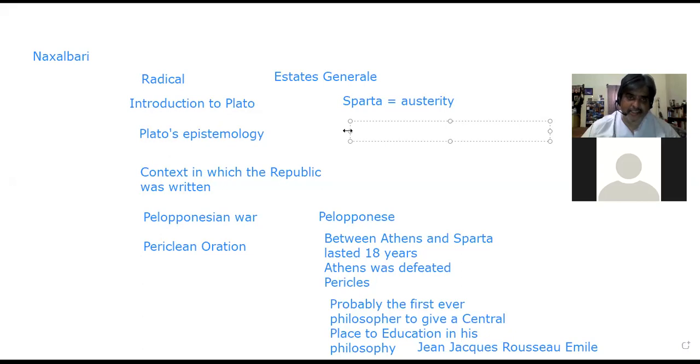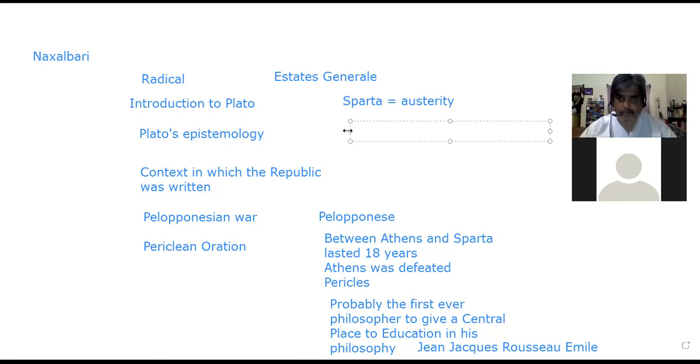When the king summoned the estates general, all the conservatives, all those people who wanted the continuation of the monarchical and feudal system in France, sat on the right side of the estates general, and all those people who didn't want the continuation of monarchy, who wanted the abolition of the feudal system, sat on the left side.